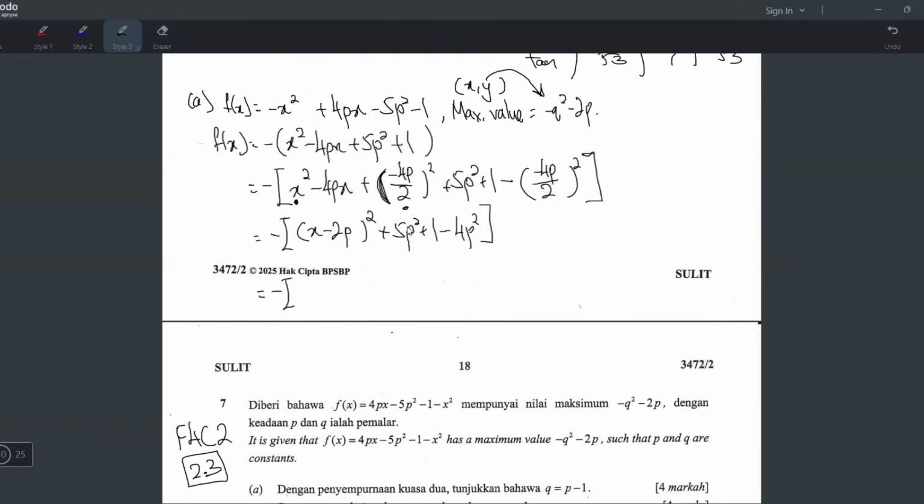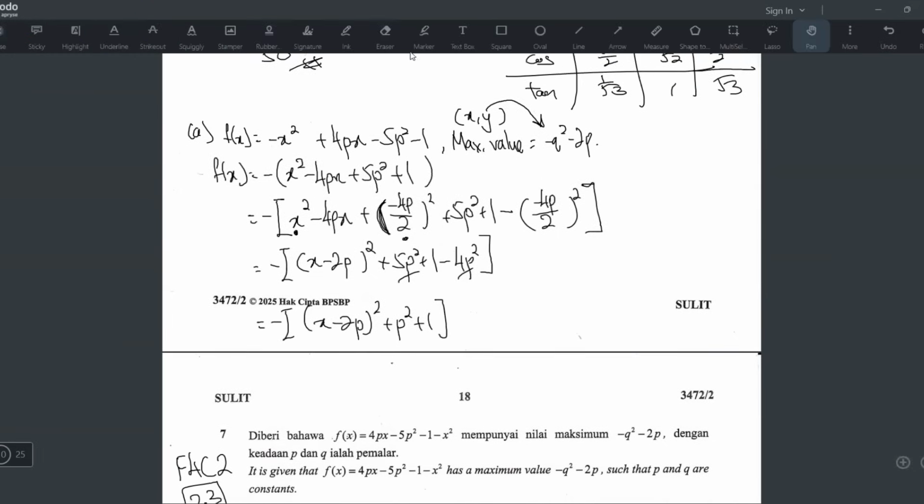Okay, so now what? The back part, can we simplify it? We can, right? P square with P square. So the big bracket you still have to write. And then x minus 2p square. Okay, p square with p square can be combined. 5p square minus 4p square is 1p square. Yeah, 1p square. And then plus 1 and then close the big bracket.